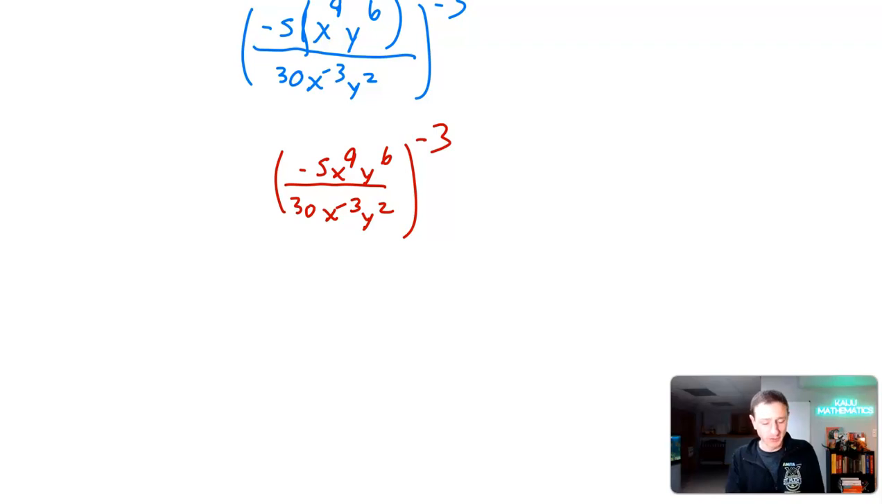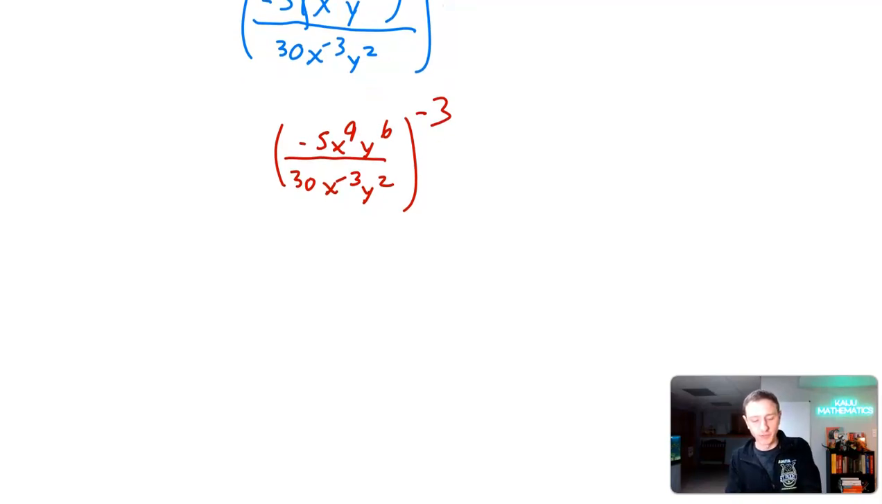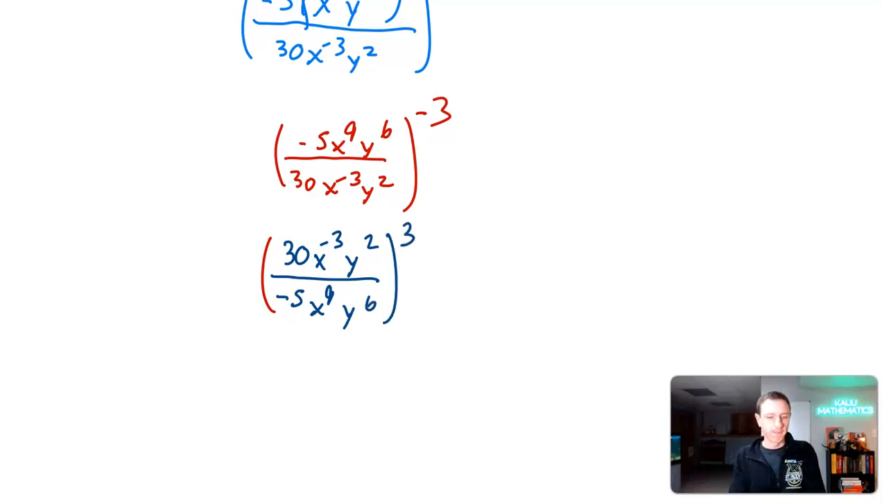So now you have some options. You can continue to break down the inside and then deal with the exponent, or we could just deal with it now by flipping the fraction and making that positive. And you know what? Let's just get it done now. So this is going to be 30 x to the negative 3 y squared over negative 5 x to the 9th, y to the 6th, being raised to the positive 3 now. I didn't change anything on the inside. All I did is flip that fraction and make the exponent positive.